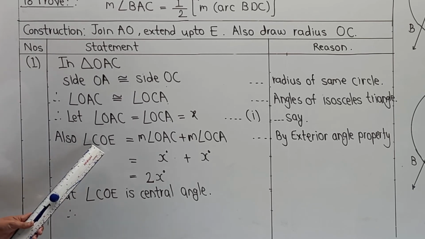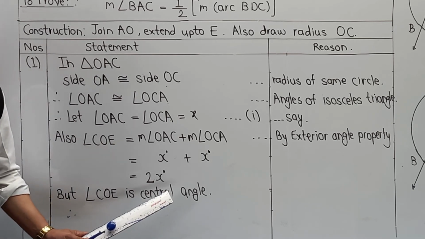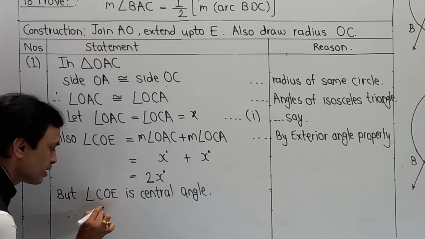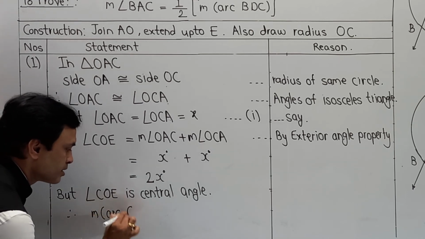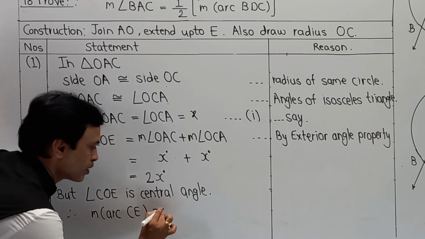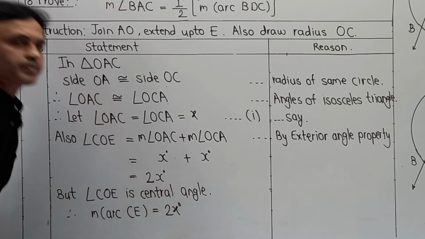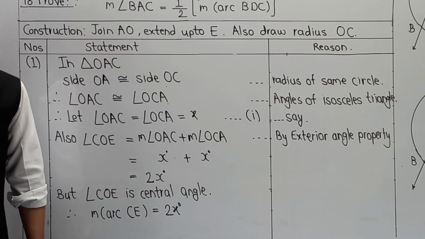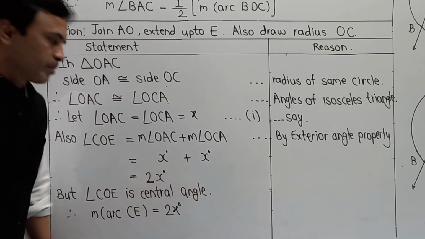Therefore, your angle COE is nothing but 2x. Naturally, your arc CE, or you can say major arc CE, is equal to 2x degrees. Now, giving it as equation number 2.